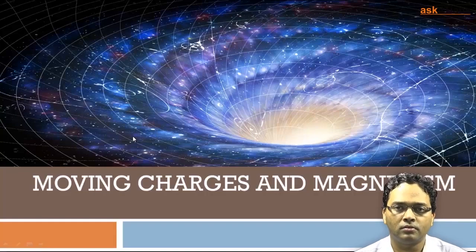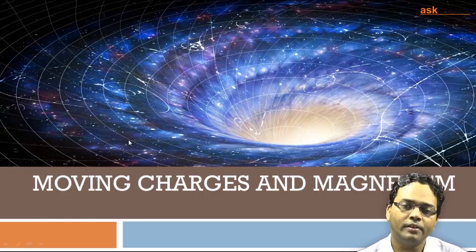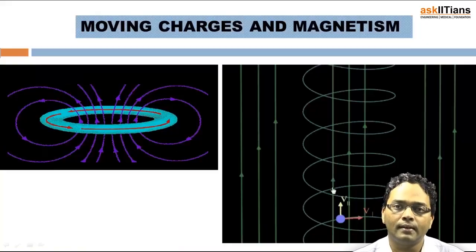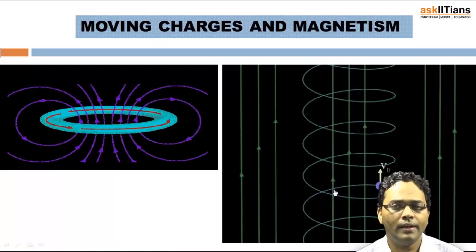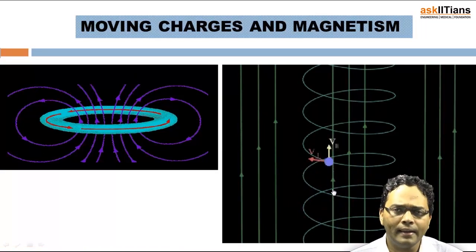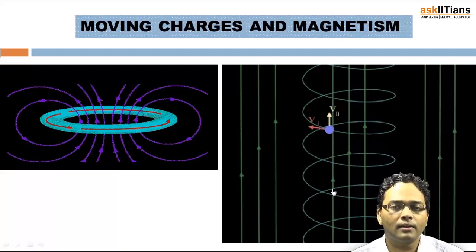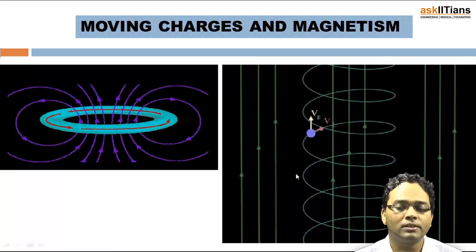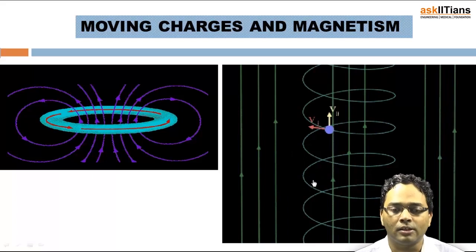Hello students. Let's first start off with moving charges and magnetism. When we talk about moving charges and magnetism, what is the first thing that comes to your mind? Any charge is not going to be at rest, right? Because the charges do not have very high mass. All the charges will continue to be in motion. So generally, the motion of the charges is going to be in a circular path.